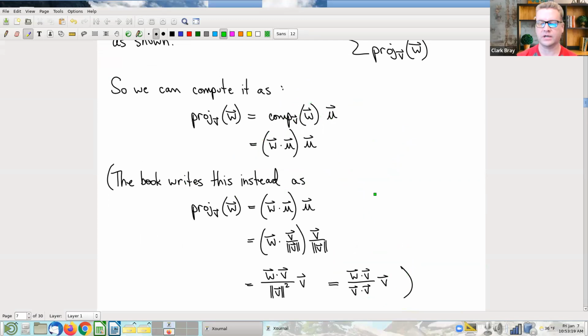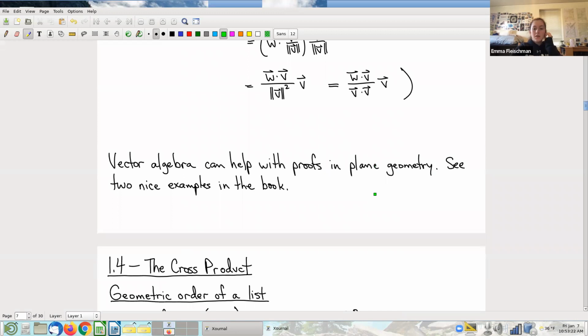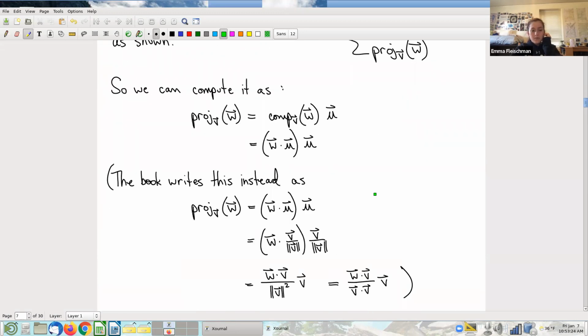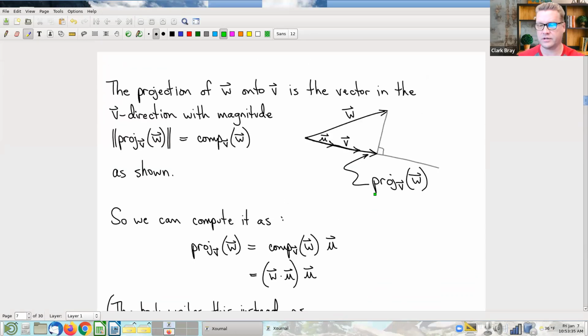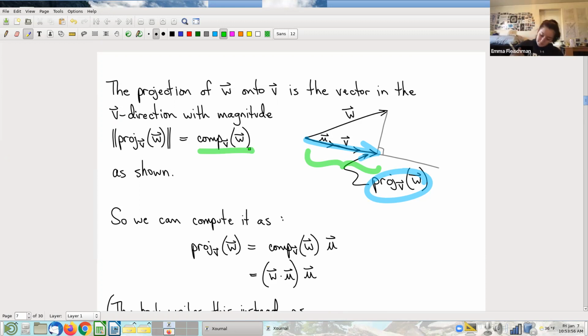Okay. All right. I have a question. Yeah, go ahead. How is a component different from a projection? Yeah, so the component is a number, it's a scalar. Projection is actually a vector. So the projection is the vector. The component is just that scalar, that magnitude. Is that good? Yeah, thank you. Okay, sure.